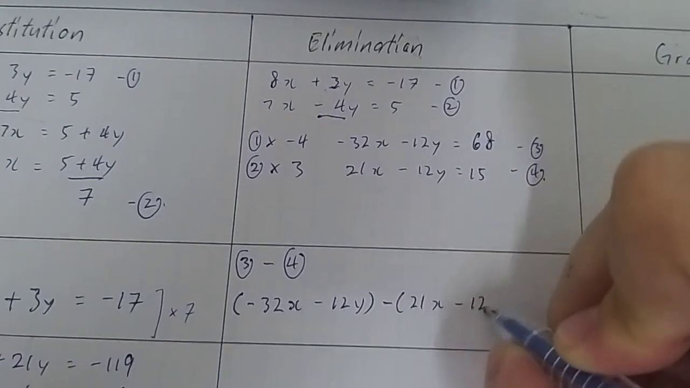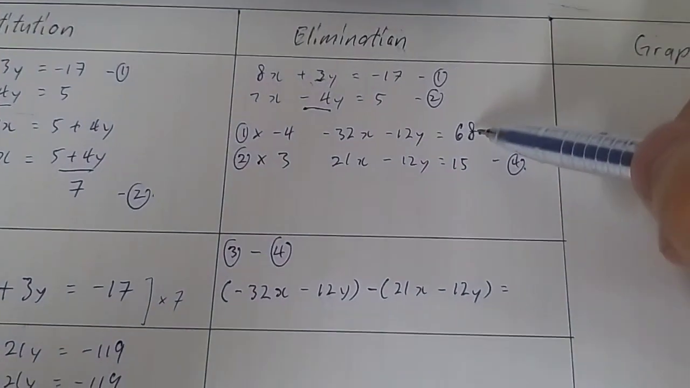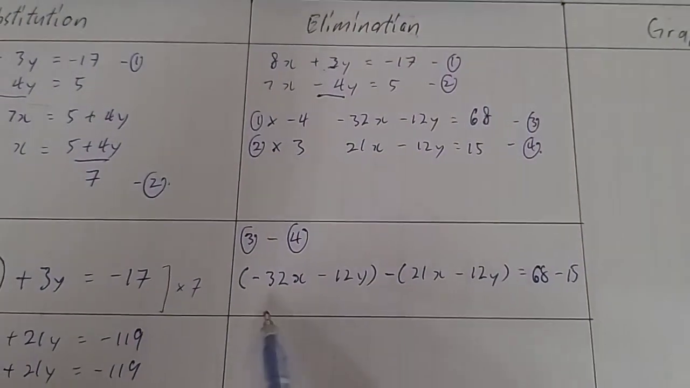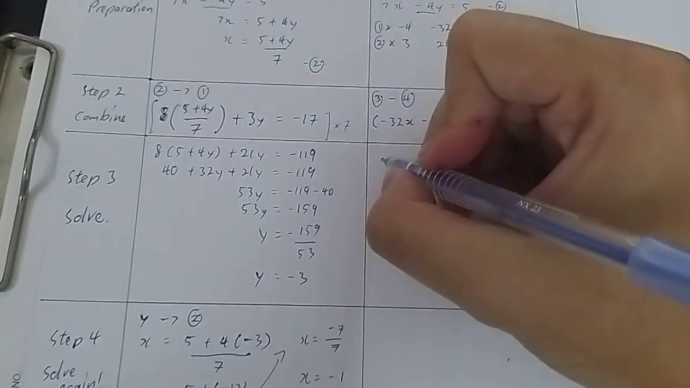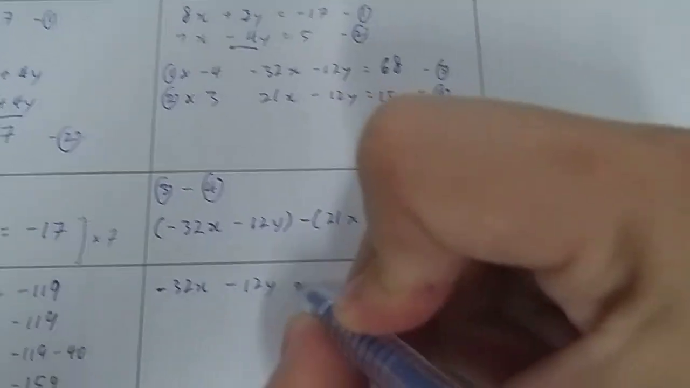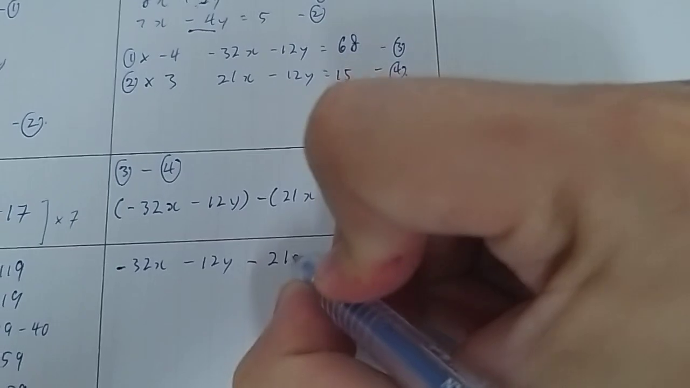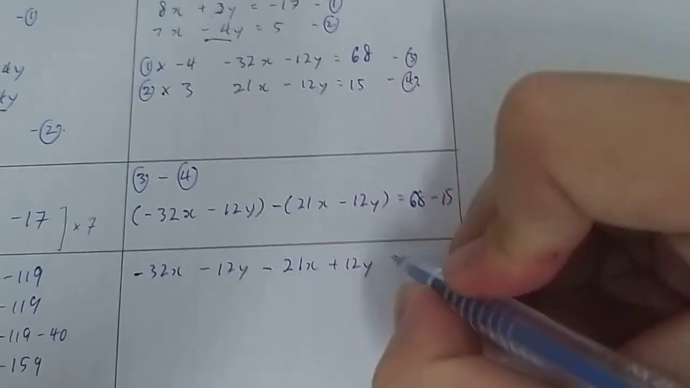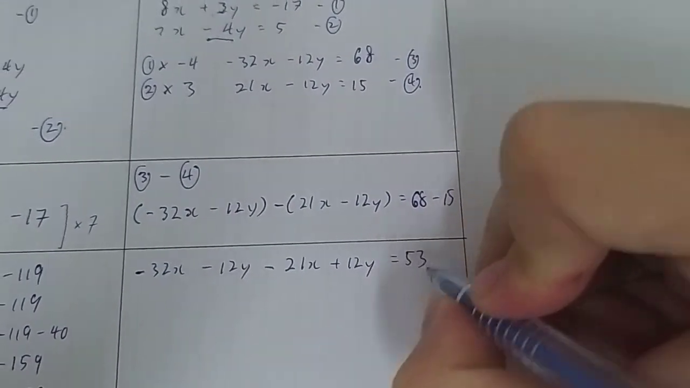So you see here, left hand side minus left hand side, right hand side minus right hand side, so 68 minus 15. Now I'm going to the solving section. When I expand this, negative 32x minus 12y, this side nothing wrong. But on this side a lot of people forget, minus 21x, yes, but minus negative. So what do we get? Positive 12y equals, here we can solve straight away. 68 minus 15, we get 53.